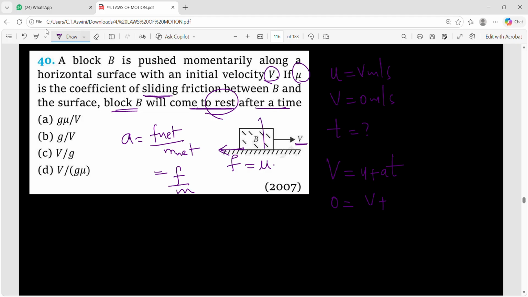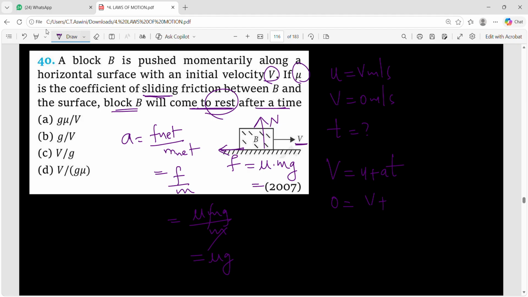What is frictional force? Mu into N. This is the N, and what is the opposite force? M into g. So N is m into g. So mu into m into g upon m, cancel. How much will you get? Mu into g.